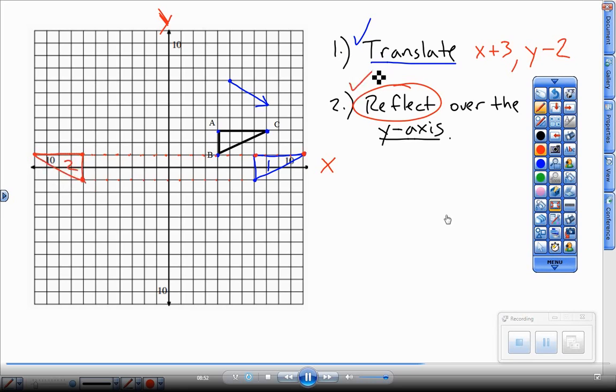To get full credit, make sure you label. This is ABC, the pre-image before the move. This is B prime, A prime, C prime after one move. And then after my second move, this is B2, or I could write that B double prime. This is A2, and this is C2. Make sure you have the right labels so I know first one to here, second one to here. I could see that. All right, last problem.